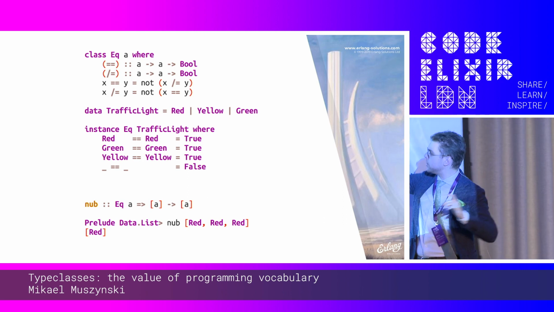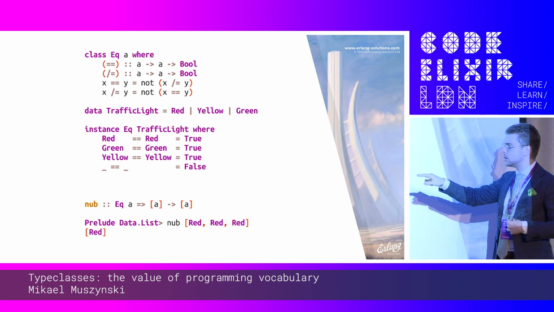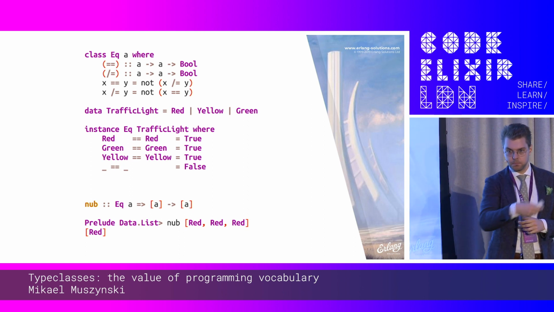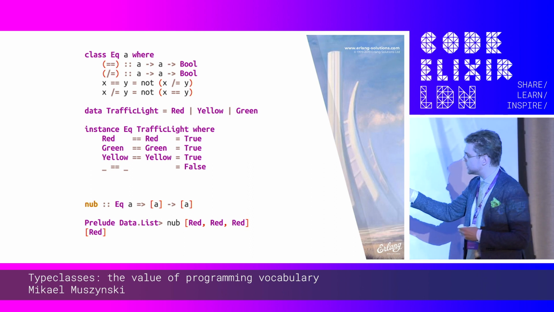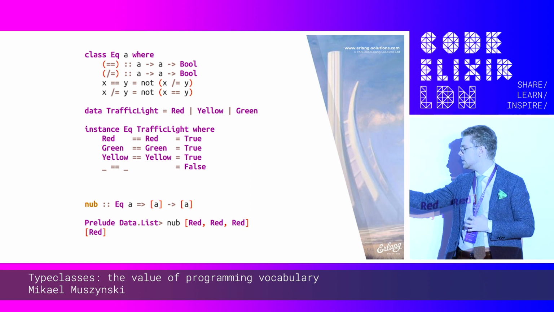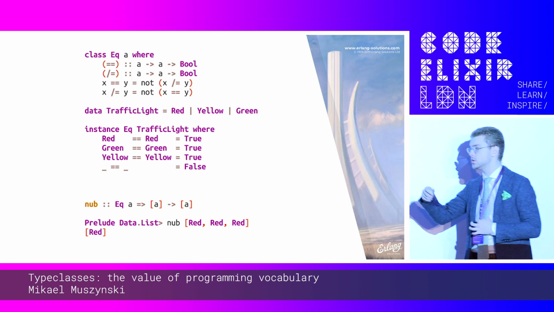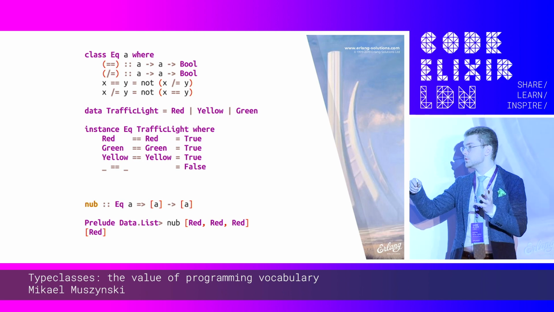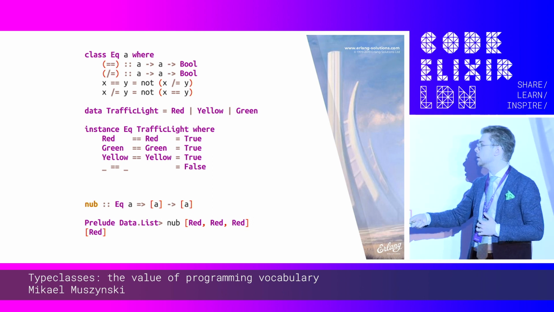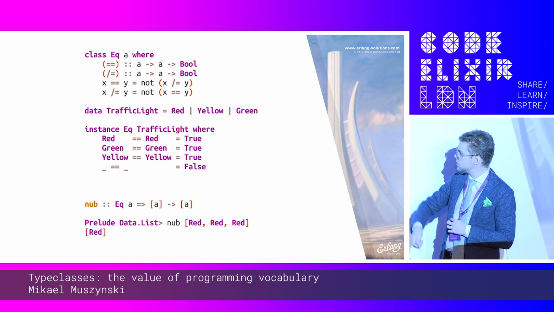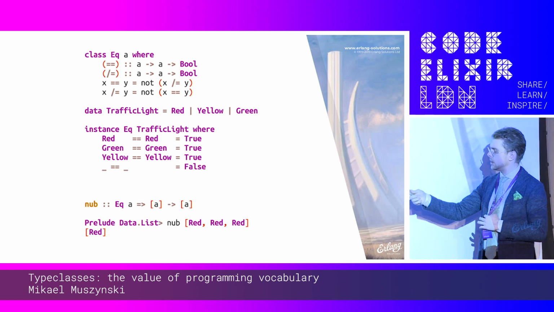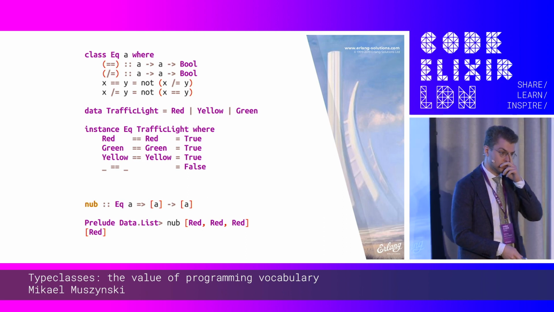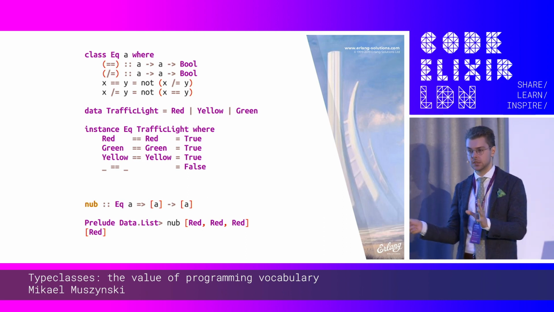Next one. So we have implemented Eq for traffic light, and there's a standard library function called nub. If you have duplicates in your list, it plucks out the duplicates. Nub takes, as you can see, something that supports the type class of Eq, and it just wants a list of those A's, whatever those A's are. Now we support that for traffic light, so we can throw traffic lights into a list, and nub will see that these are traffic lights, it has Eq, so it can remove all of those superfluous reds. So this is just an interface.